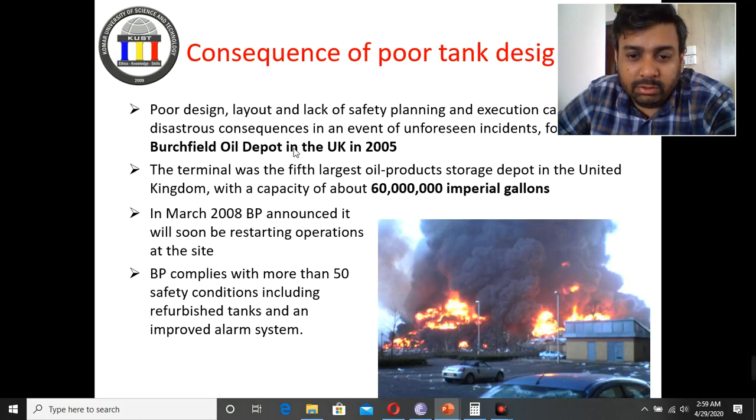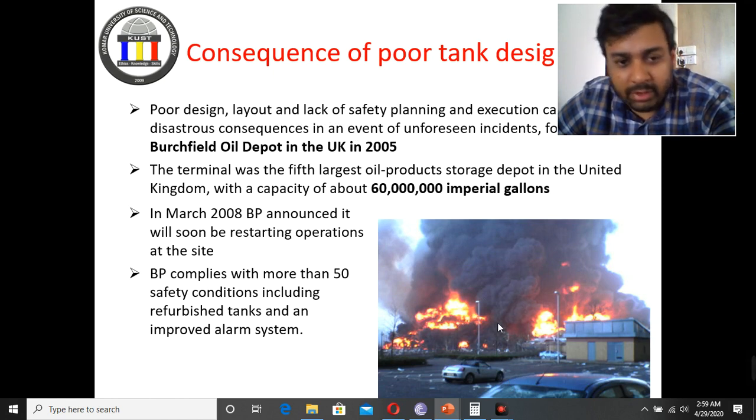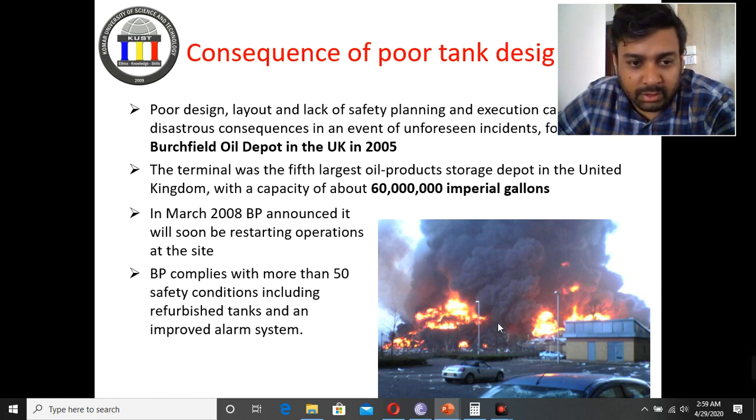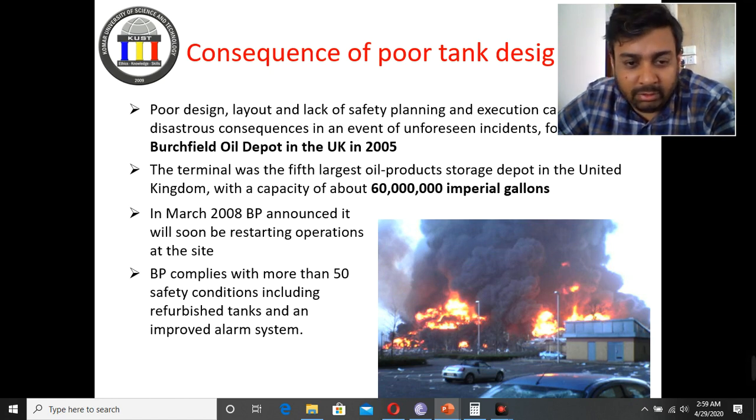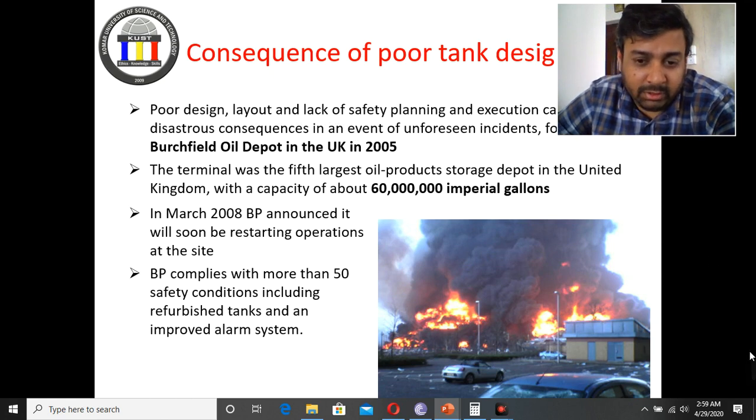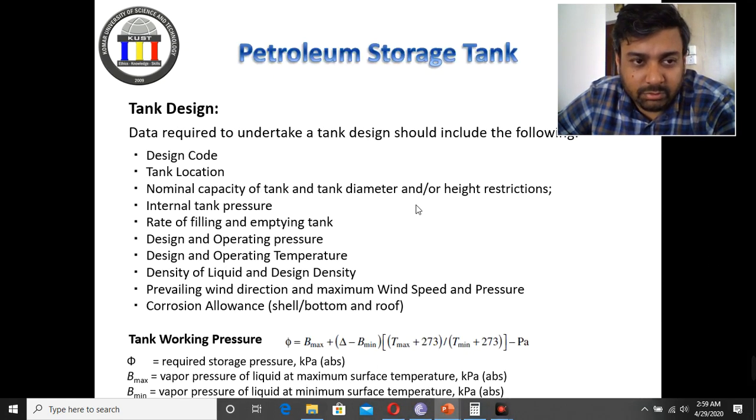And if you cannot design the storage tank properly, there's a big issue of fire and blast and so on. So there are a lot of problems if they are not designed properly, and if they are not operating in a safe way, it can cause lots of disasters.